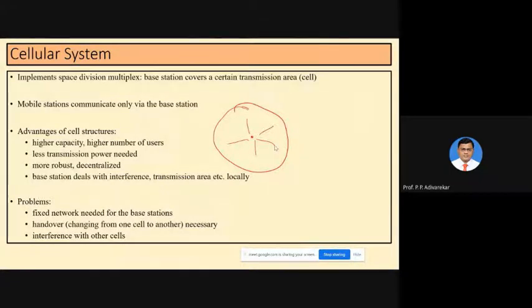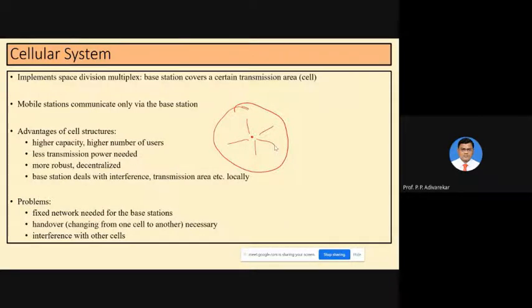This radiation pattern looks like a circle, but practically achieving this circle is not possible. We have also seen that an isotropic antenna cannot be practically possible. So how are we going to achieve radiation with equal power in all directions, that we will see here. So what is the cellular system?